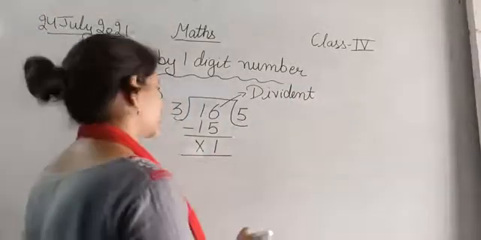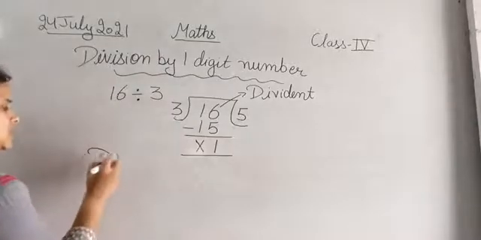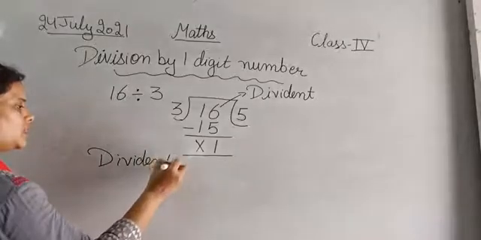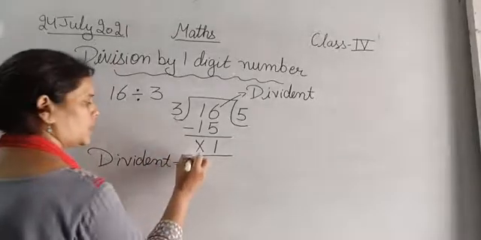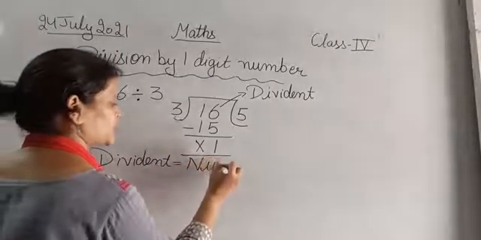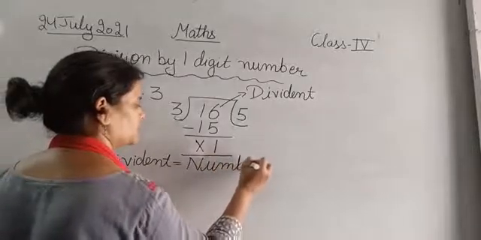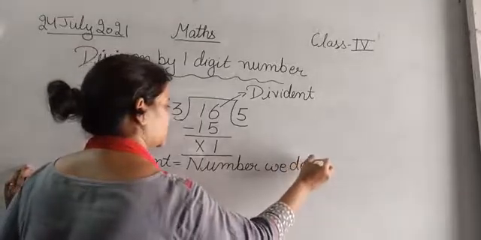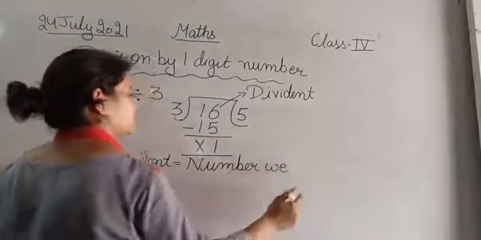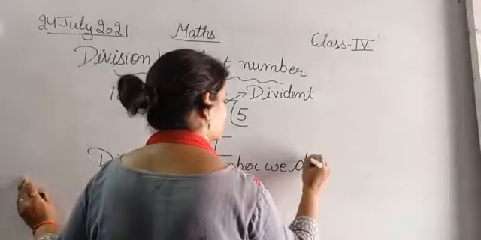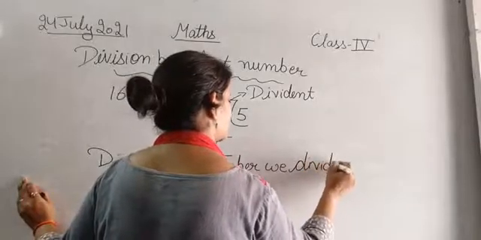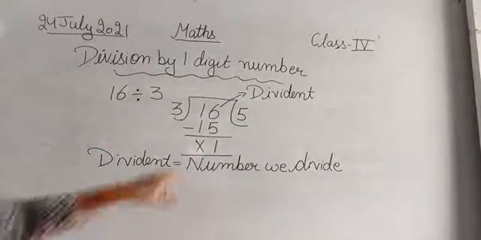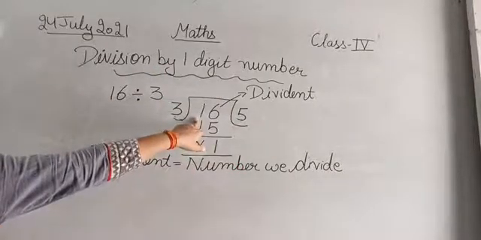So you can write it here like dividend. So this is the number we divide. Dividend is equal to the number we divide. The number we divide is called the dividend. Okay, so this number 16 is termed as the dividend.